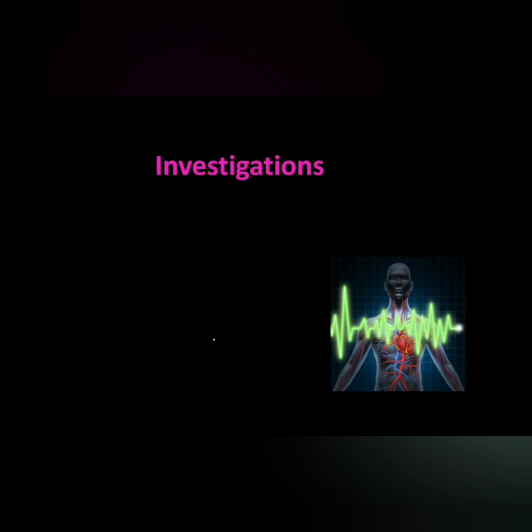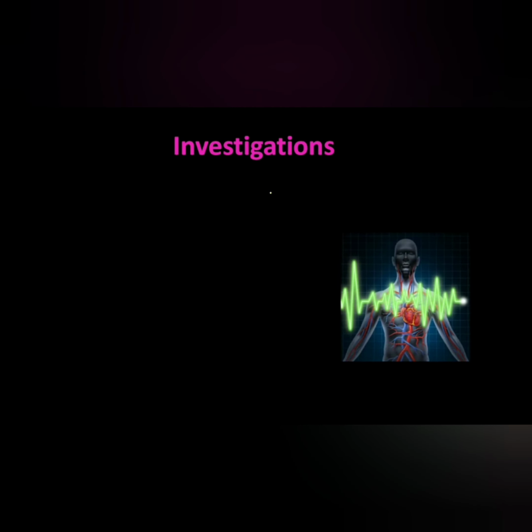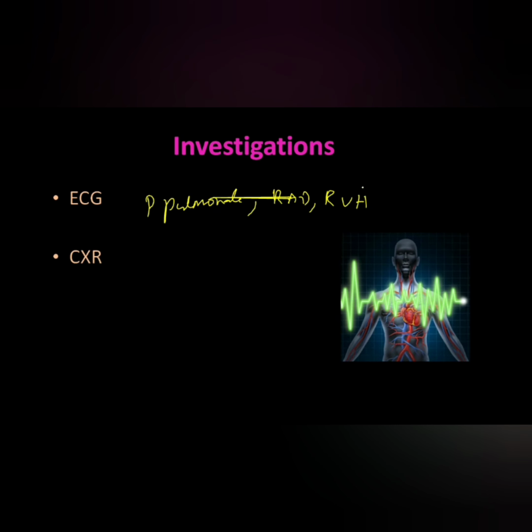And finally, moving on to investigations. ECG will show features like P pulmonale, which can be suggestive of pulmonary artery hypertension, or right axis deviation, or features of right ventricular hypertrophy. Chest X-ray can show you cardiomegaly, or it can also show the enlargement of your pulmonary artery.